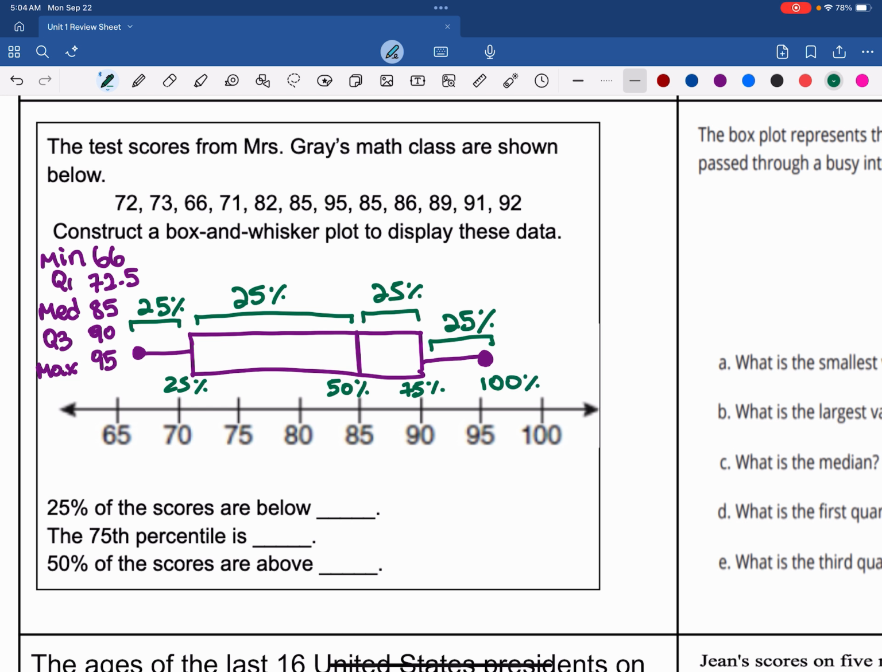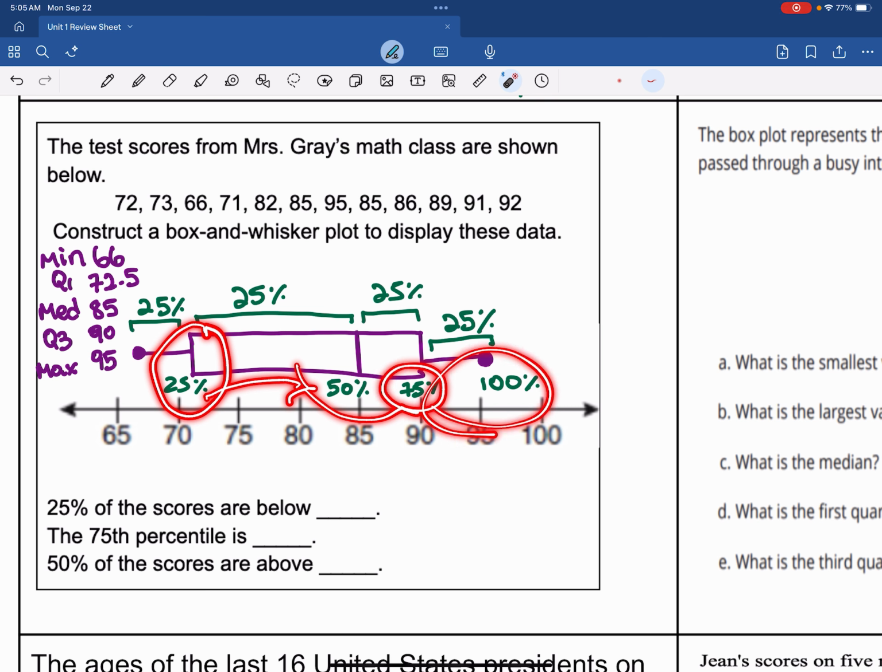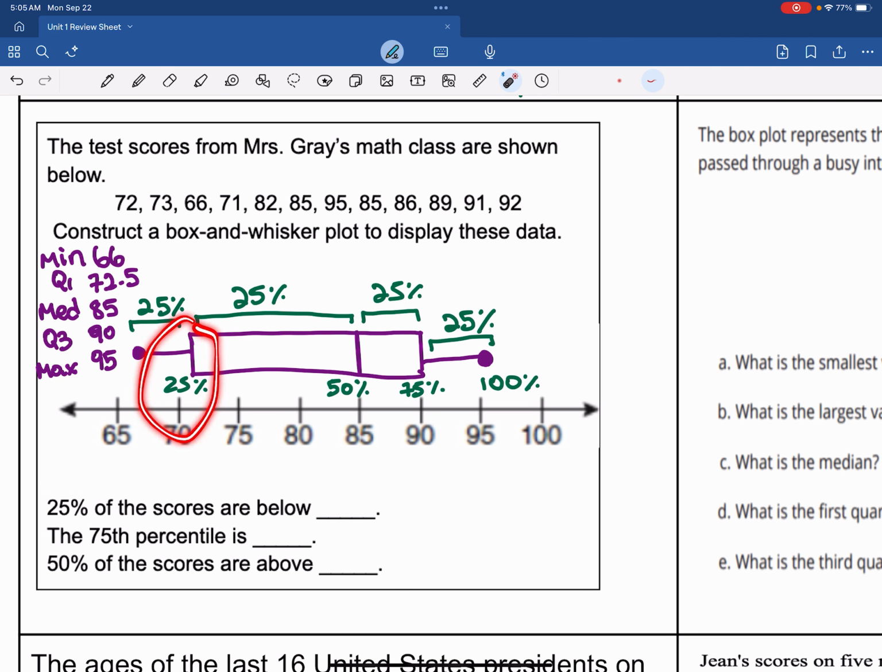So then it's asking us 25% of the scores are below what value? So notice that 25% is your Q1, right? If you look over here, this is 50, then this is 75, and this is 100. Since the question is asking us about 25%, we're looking at our Q1 value. So we can say 25% of the scores are below 72.5 because 72.5 was our Q1 value.